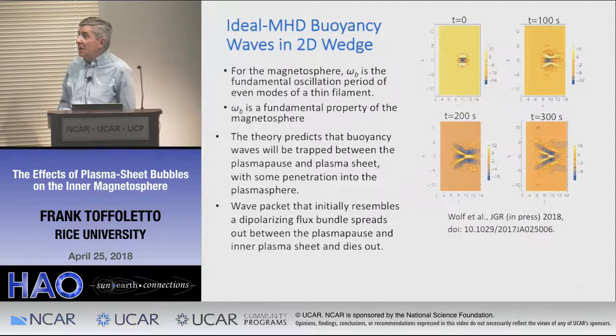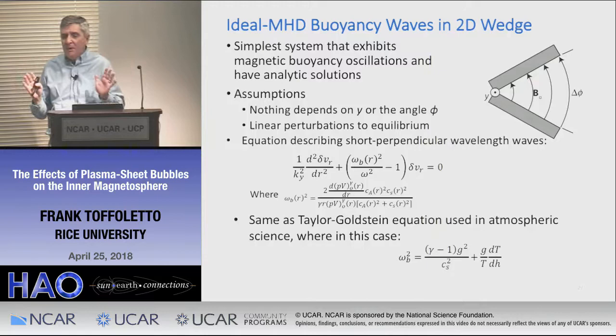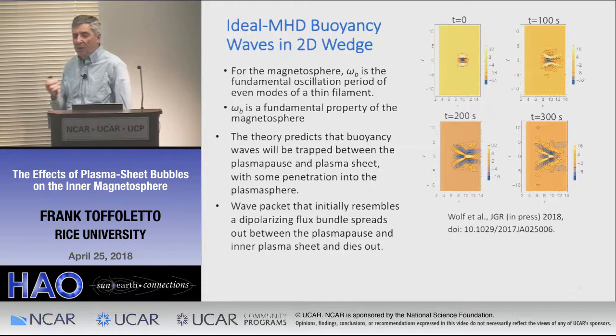And the thing that's interesting about this kind of dispersion relationship is if you have a wave of a particular frequency, if the frequency is above this buoyancy frequency, which is a parameter that's determined by the background system, these waves dissipate. If it's below, they'll actually propagate within the magnetosphere. So what's of interest is trying to understand where these waves actually propagate and where they're seen.